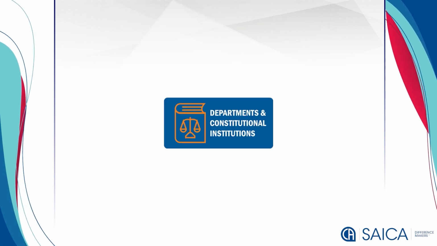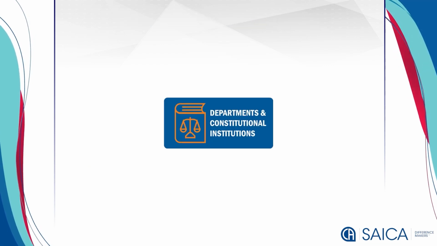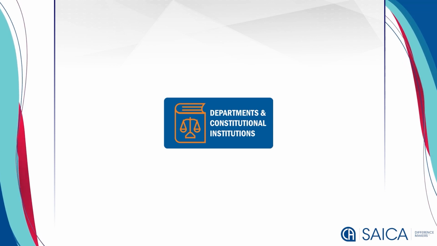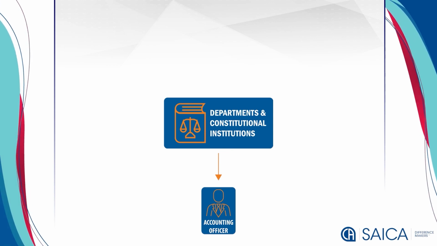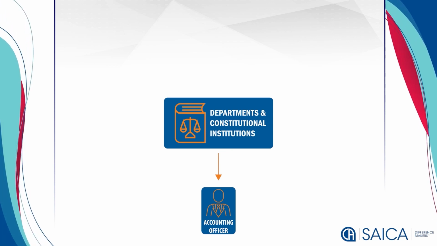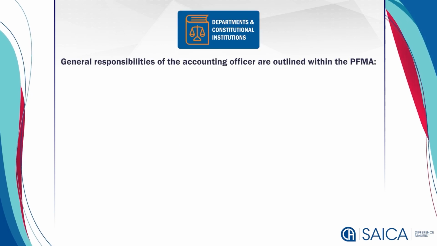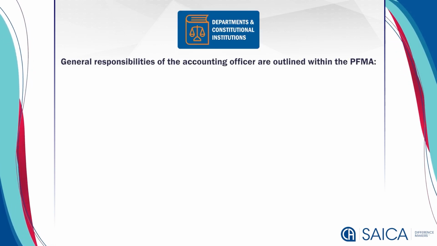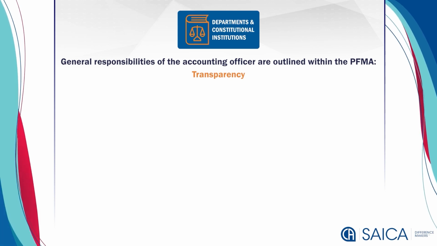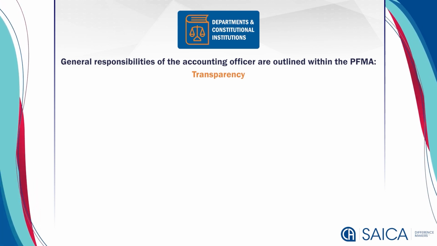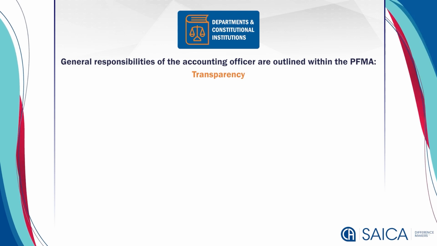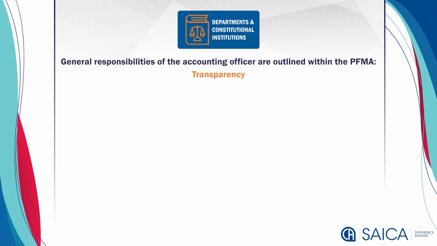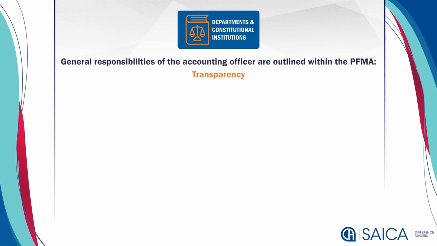As indicated in the definitions discussion, every department and every constitutional institution must have an accounting officer. Chapter 5 of the PFMA deals with the requirements of departments and constitutional institutions. The general responsibilities of accounting officers are as follows. Effective, efficient, and transparent systems of financial and risk management and internal control must be in place. This relates to the overall functioning of the organization and also refers to the transparency, which requires these controls to be known by all and communicated to the organization.